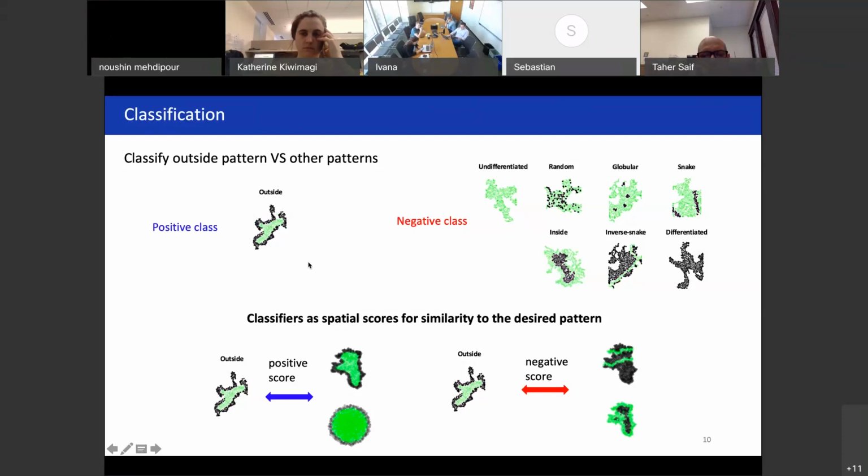And this will give us spatial scores that can be used to measure the similarity of the pattern that we may see with the desired pattern. So if we train classifiers for this desired pattern, the outside pattern, and test the classifier against either of these two basic images here, we will get a positive score, meaning that this is similar enough to our training data set. And if it's compared to any other patterns, whether random or any other shape that is not outside, we get a negative score.